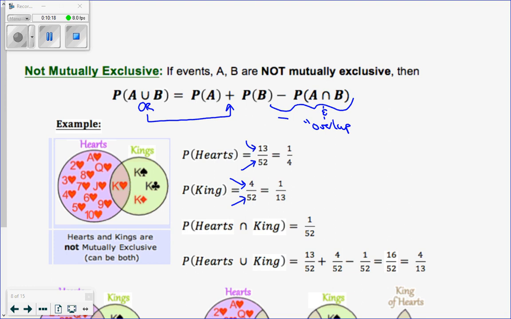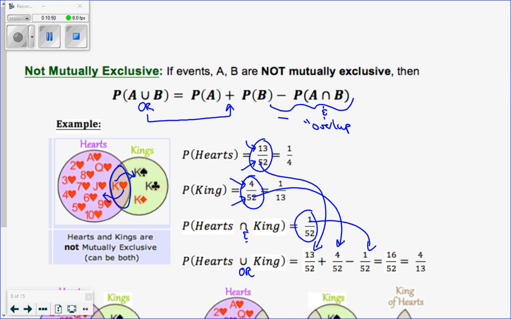So notice on my Venn diagram here, a king of hearts. So it's a heart and it's a king. So it belongs to both circles. So there's the overlap. So how many cards are hearts and king? One of them, king of hearts. So the probability of hearts or king is 13 out of 52 plus 4 out of 52 minus the overlap. So you get 16 out of 52. Okay.